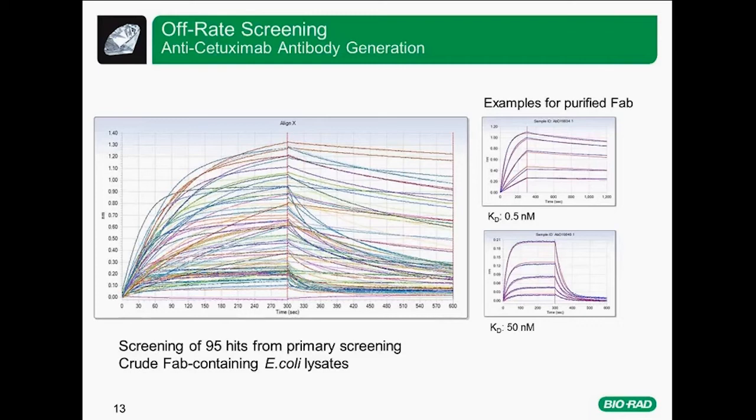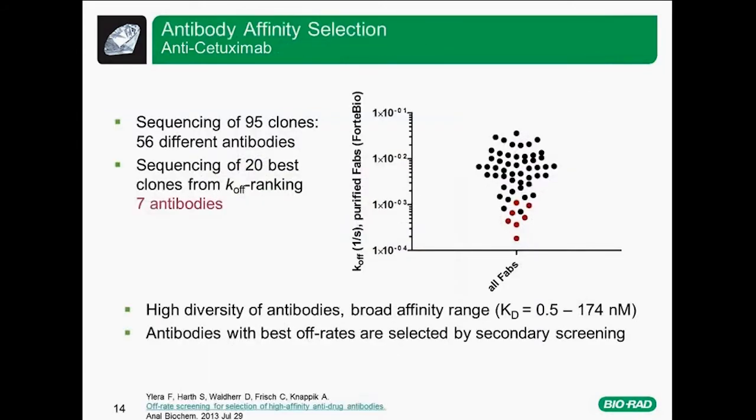We took 95 hits from the primary ELISA screening, which were specific for Cetuximab, and measured the off rates of all of these 95 clones, which can be very easily done using the crude Fab-containing E. coli lysates, the same lysates that have also already been used in the primary ELISA screening. And what you can see here is that we have quite a diversity in off rates, which could actually be confirmed by measuring the affinities of the purified Fabs.